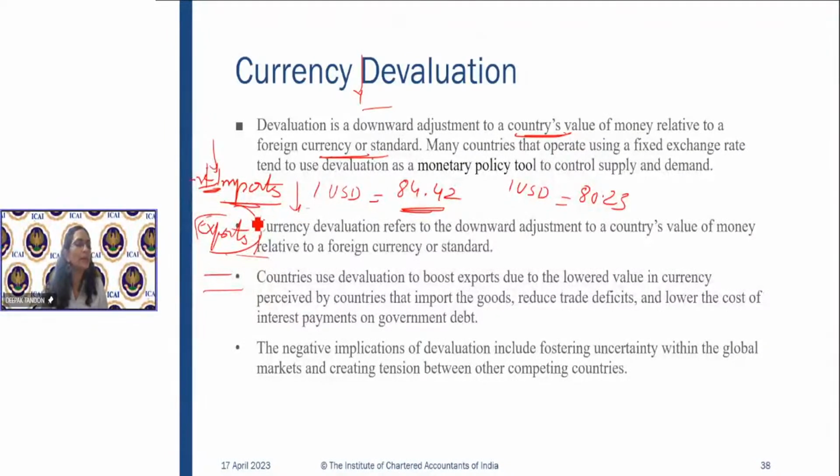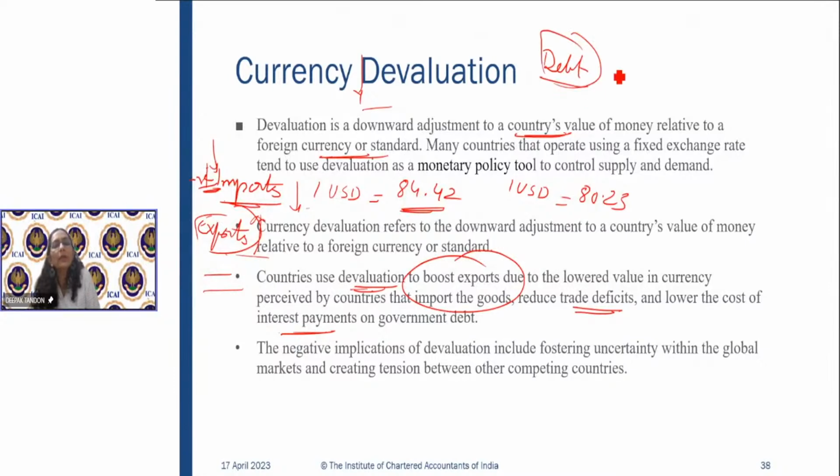And what happened because of that? The currency further became strong and strong. Yes. So this is how countries devaluate their currencies to boost exports. China is a बहुत अच्छा example. Reduce their trade deficit and lower the cost of interest payments. Now, अगर आपकी currency strong हो गई और आपकी debt obligations हैं, obviously आपकी cost कम हो जाएगी. Cost goes down, interest payment cost goes down, government debt goes down because your currency has become strong. Because you have devaluated your currency.